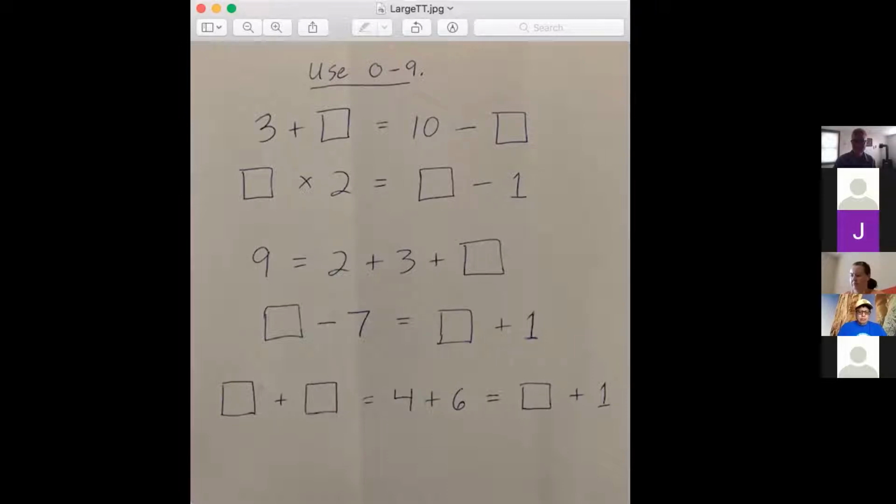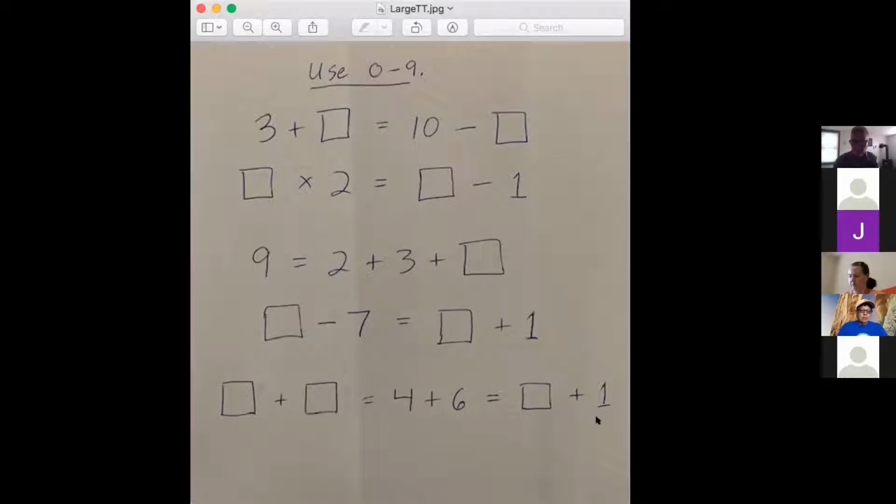If you weren't monitoring the chat, Joanne typed 9 equals 2 plus 3 plus 4 in the chat. Oh, I did not see that. And then Jacqueline just put 3 plus 0 equals 10 minus 7. For some reason, when we switched over to me, I'm not sure how to get back to the chat, Dave.